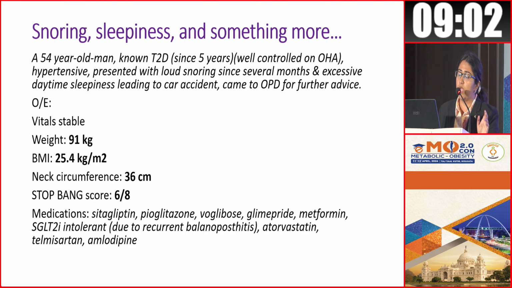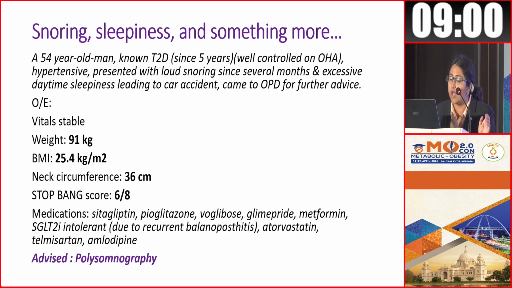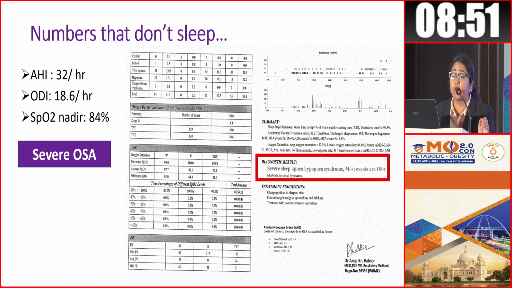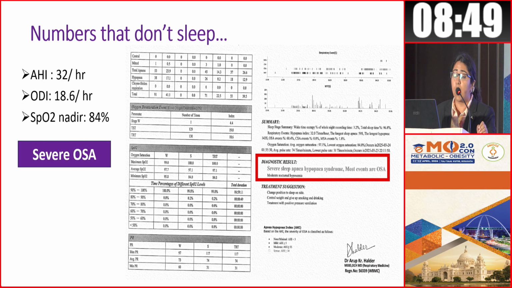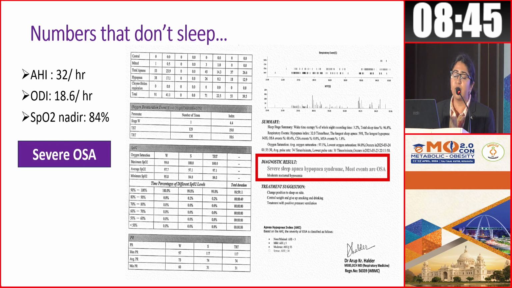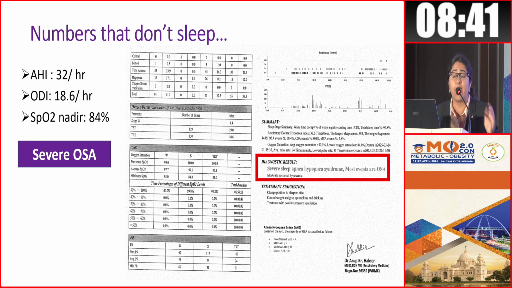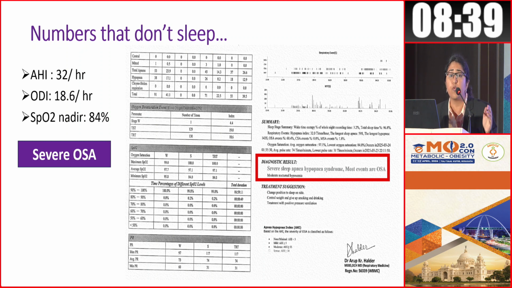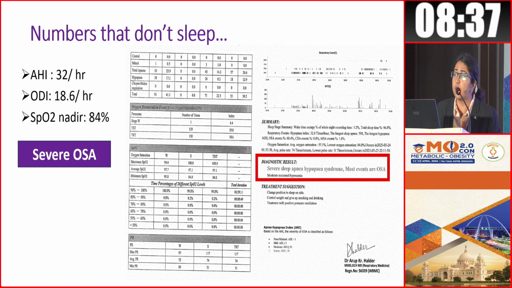So what next? We advised this patient polysomnography. So let us see what the polysomnography report showed us. This patient came to us in March 2025, and the polysomnography showed that the apnea-hypopnea index was 32 events per hour. The oxygen desaturation index was 18.6 per hour, and the nadir of SpO2 was 84%. The report showed that there was indeed severe OSA.